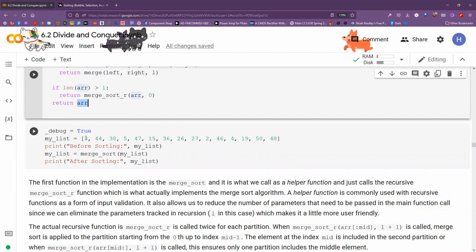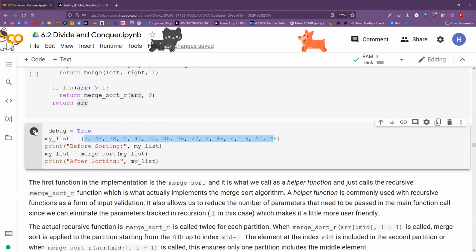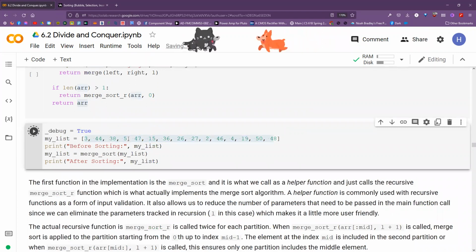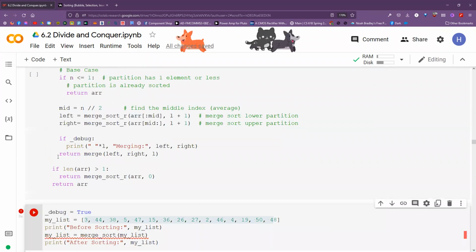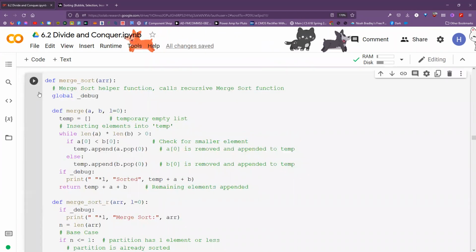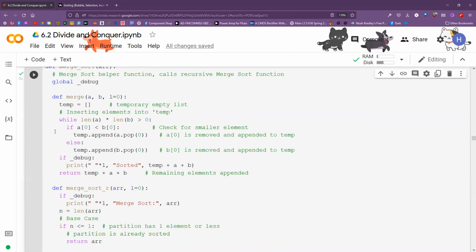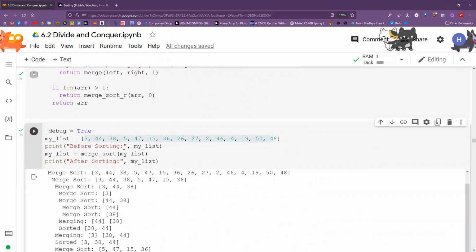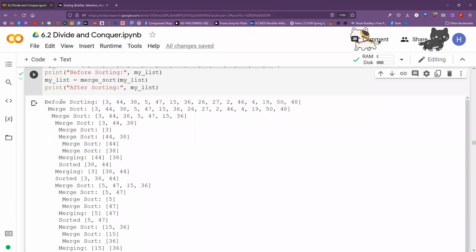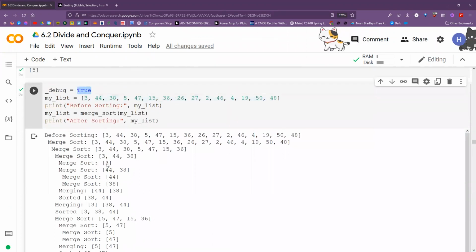So yan, if we have this list, you can see na masasort siya. Ay, well, hindi pa pala kasi hindi ko pa nararan ito. So hindi pa siya masasort. And so, pag naka-true yung debug mo dito, makikita mo yung internal steps ng pag-merge sort.